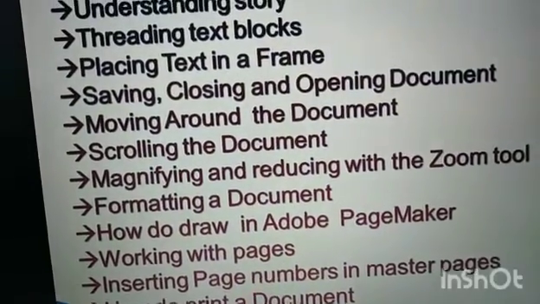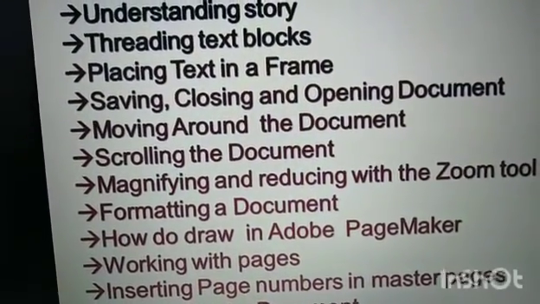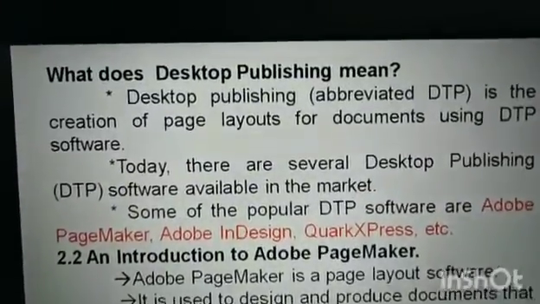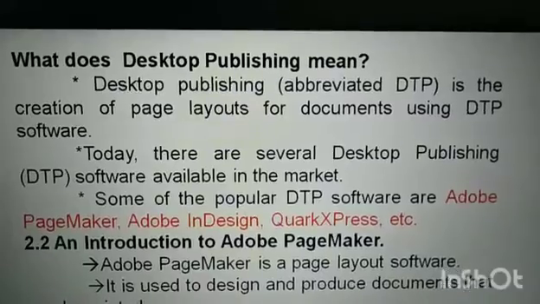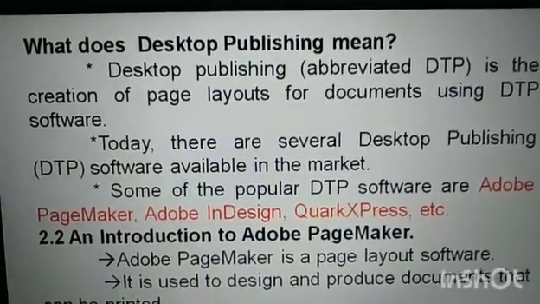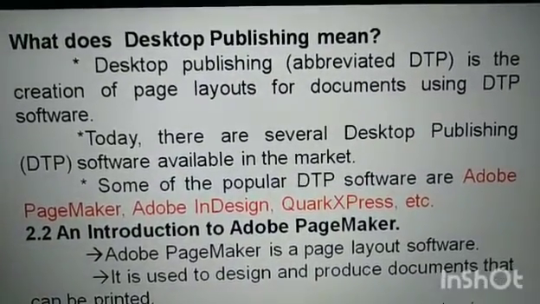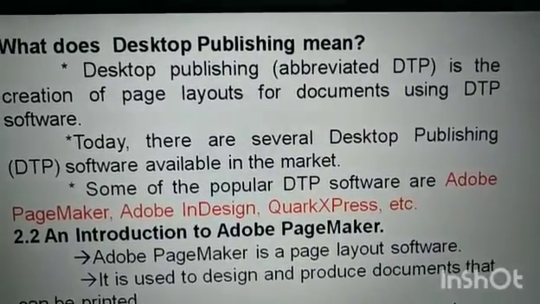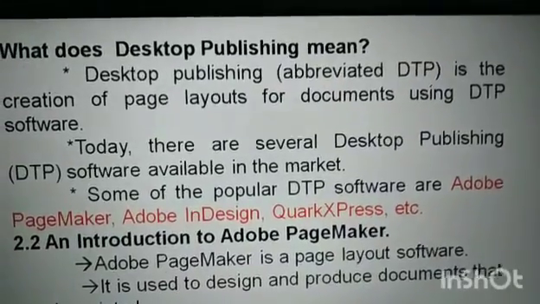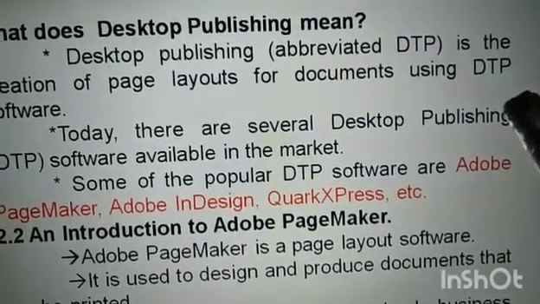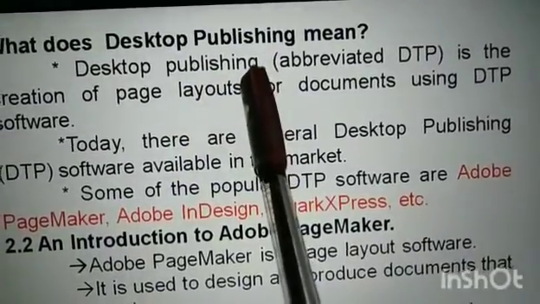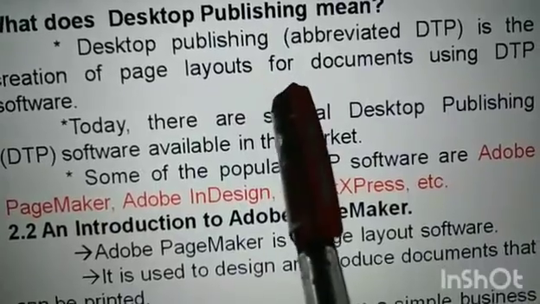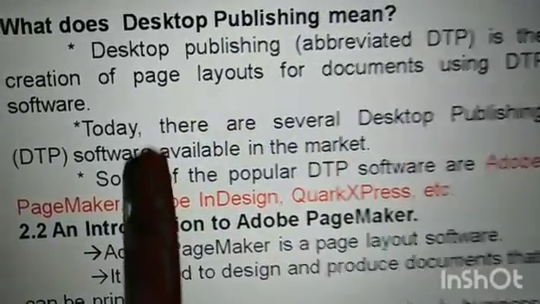So let us see what is meant by desktop publishing. Desktop publishing is the creation of page layouts for documents using DTP software. The expansion of DTP is desktop publishing. It is used to create the page layout for documents using software.